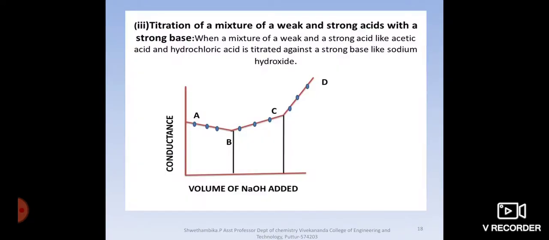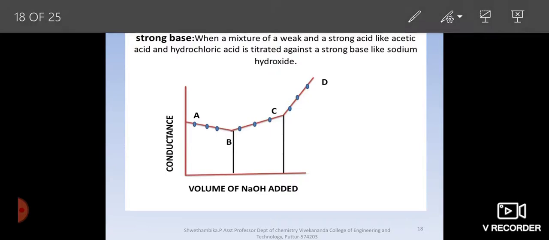Now let us go for the third case. This is a familiar graph, as you have conducted the experiment and drawn the graph on your own.